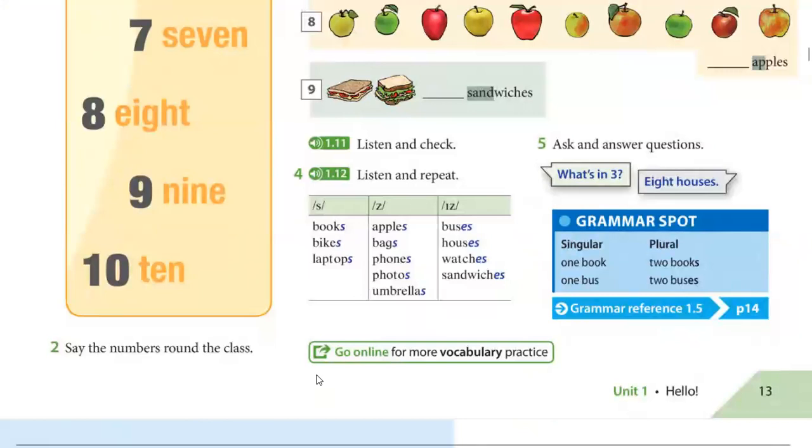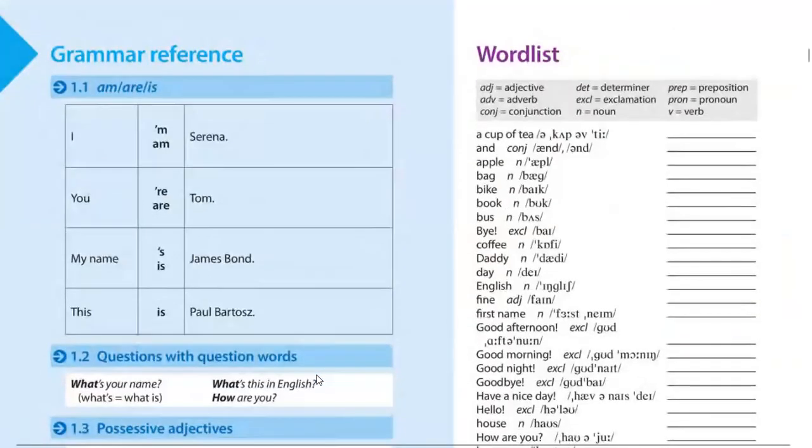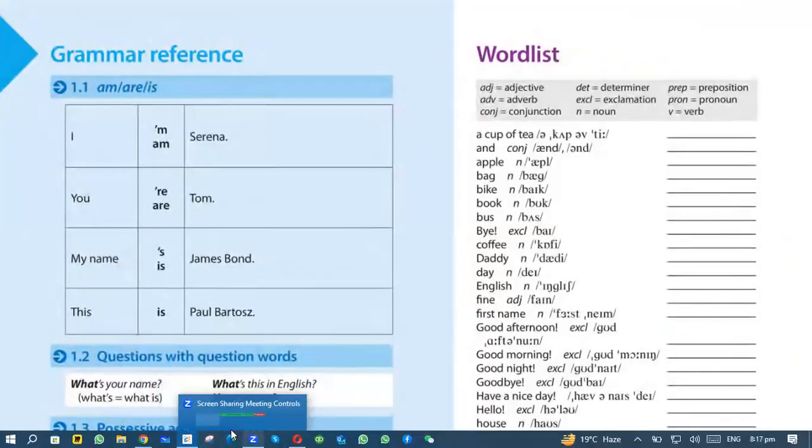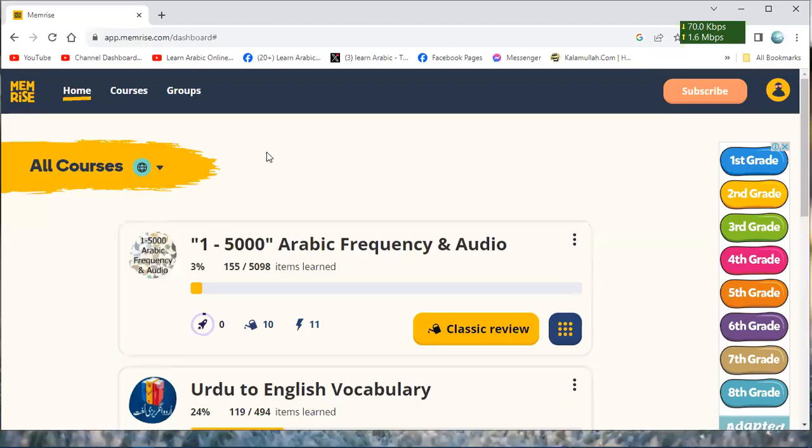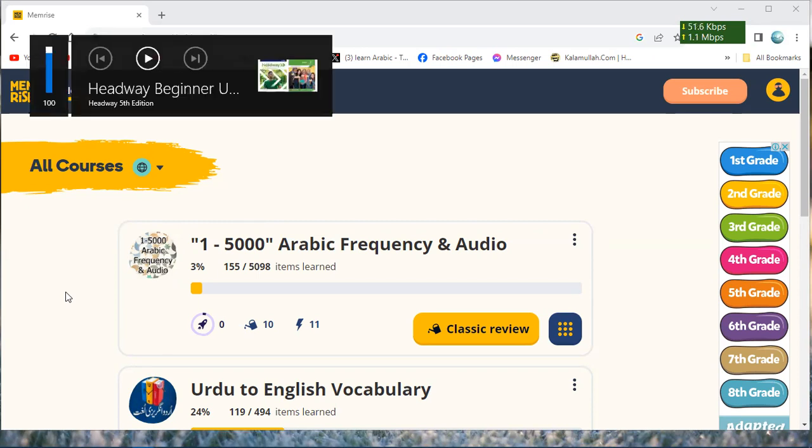Now read this. Books, bikes, laptops, apples, bags, phones, photos, umbrellas, buses, houses, watches, sandwiches. Aisha. Yes. Repeat. Pronunciation.